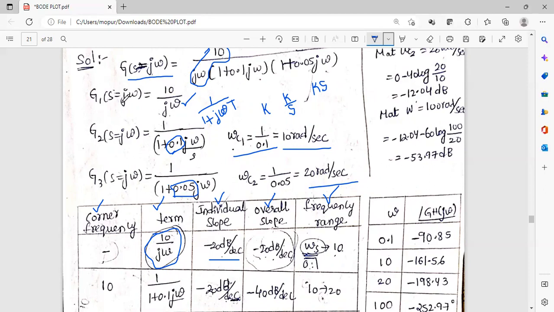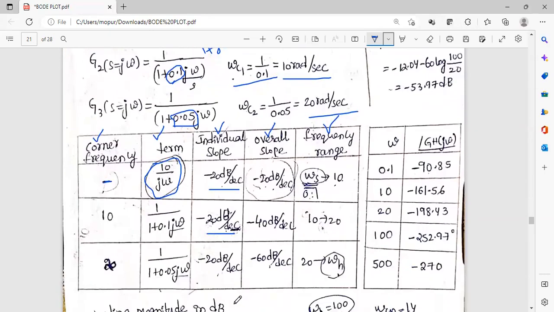Since there is no corner frequency for this term, you can keep a hyphen or a dash there. Then the second term is 1 by 1 plus 0.1 j omega. That is 1 by 1 plus sT. 1 by 1 plus sT, individual slope is minus 20 dB per decade. To understand how I am writing this individual slope, you can refer to the Bode part 1 video. And the corner frequency is 10. So write the corner frequency here.